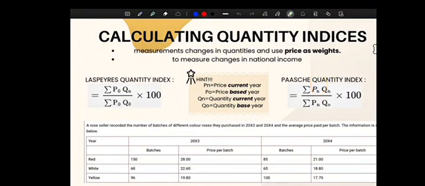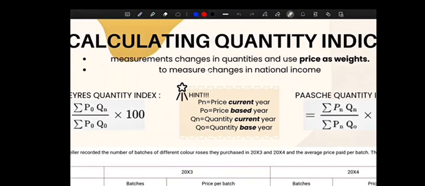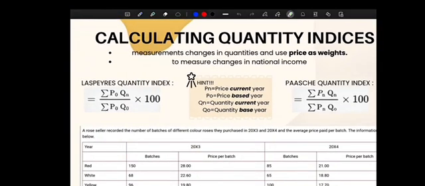Okay, so for the Paasche quantity index, the formula is sum of PNQN over sum of PNQO. It's actually the sum of price current year multiplied by quantity current year, divided by price current year multiplied by quantity base year. So for Laspeyres, you can remember it as O, and for Paasche you can remember it as N. Okay, so that's one of the ways for you to remember it.